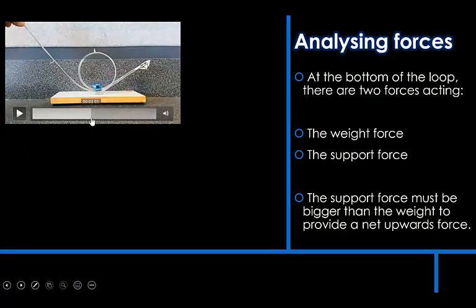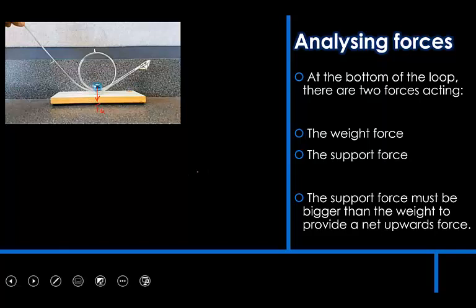Pause there. Okay, so at this point we have a downwards weight force, which I'll call Fg, and we have an upwards support force, which I will call Fs. Actually, it'll be even bigger than that. Fs. And if we add those two, we get the following.